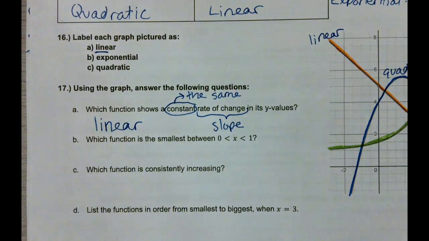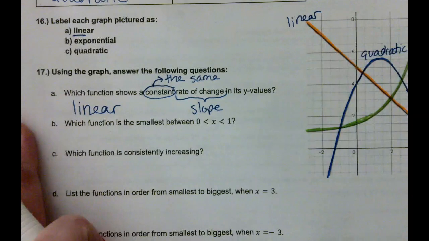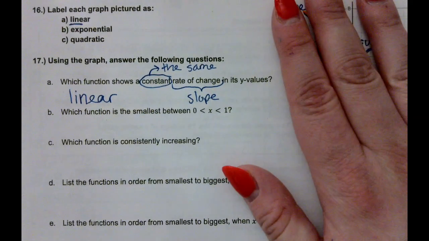And by the way, the answer to this specific question will always be linear because that's how linear functions behave. The other 2 do not behave this way. So I wouldn't even need a graph, honestly, to answer this question.